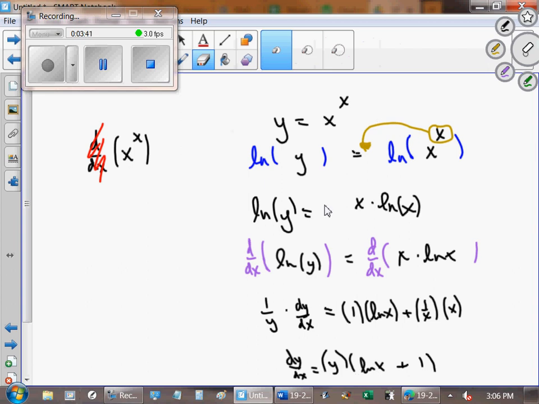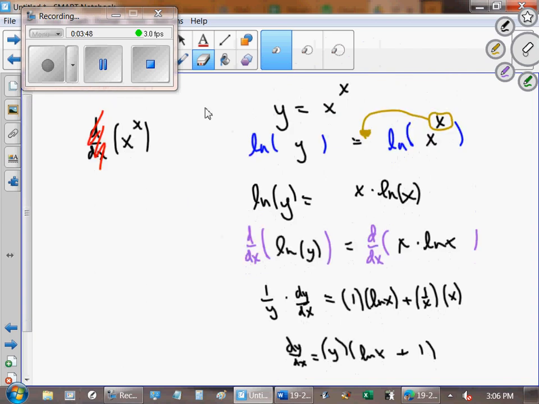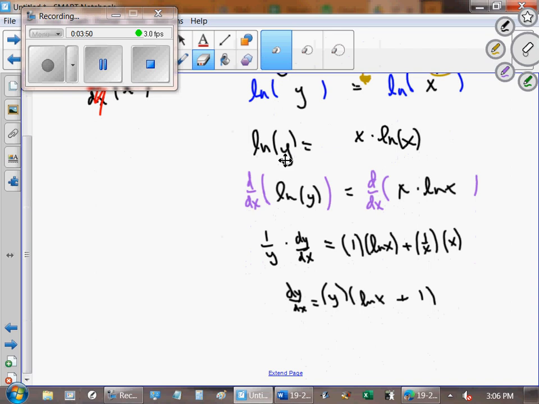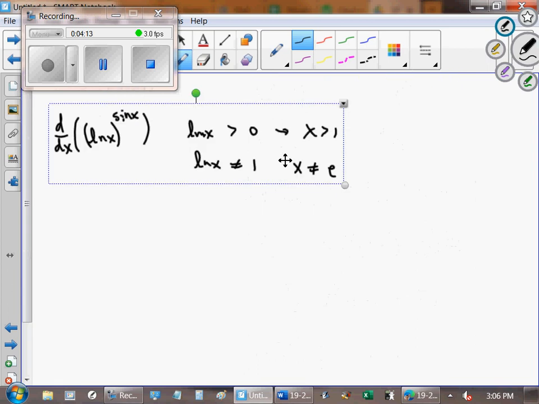Okay, so that is interesting. And since y was originally x to the x, remember, y was x to the x, I can just rewrite that, put that right back in again. So my answer is, the derivative is x to the x times ln x plus 1. Very interesting.